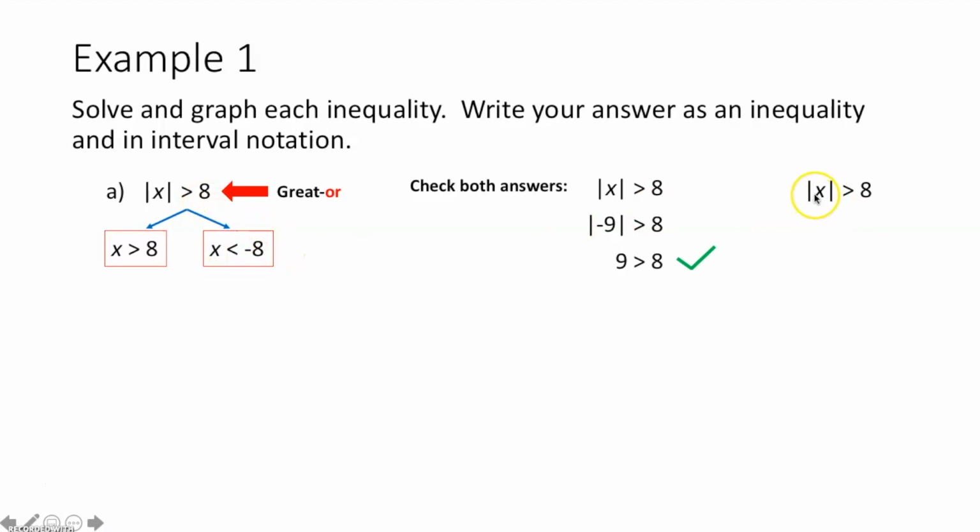So this is one of our solutions. Now we go over here. Absolute value of x is greater than 8. I'm going to now plug in an x value greater than 8. So let's plug in 9. What's the absolute value of 9? That's 9. And is 9 greater than 8? Yes, it is. So both of those are going to be our solutions.